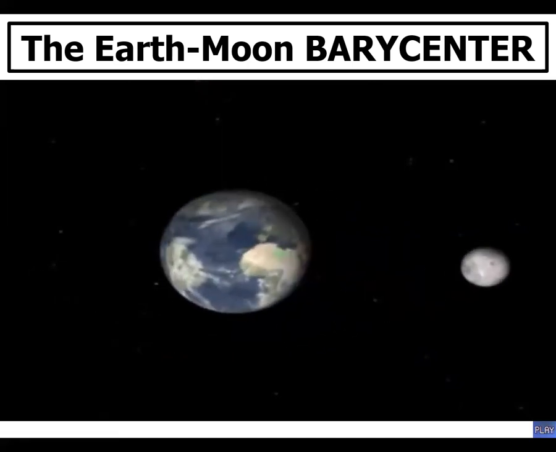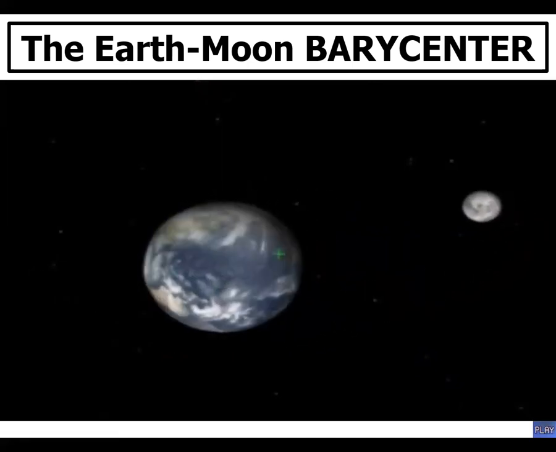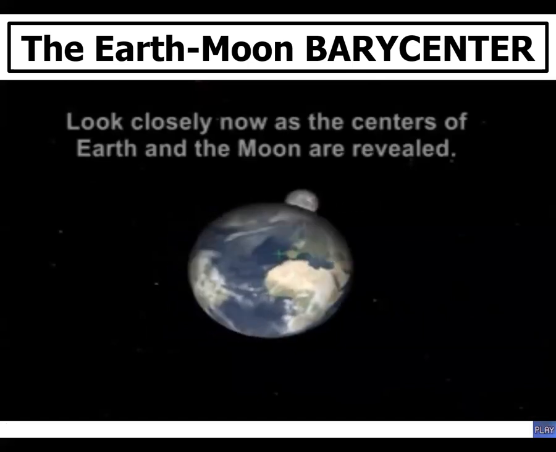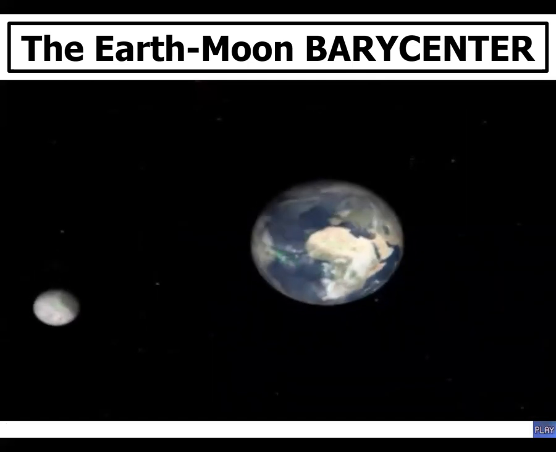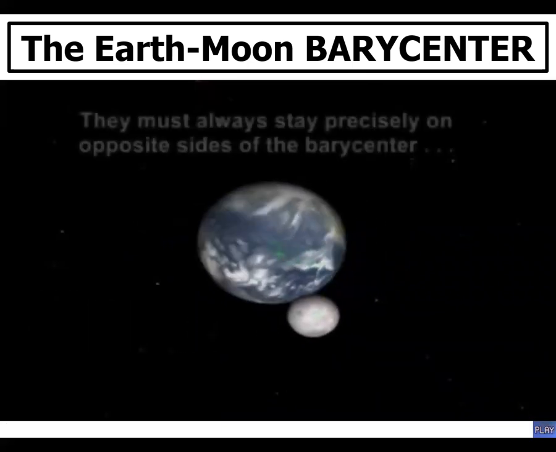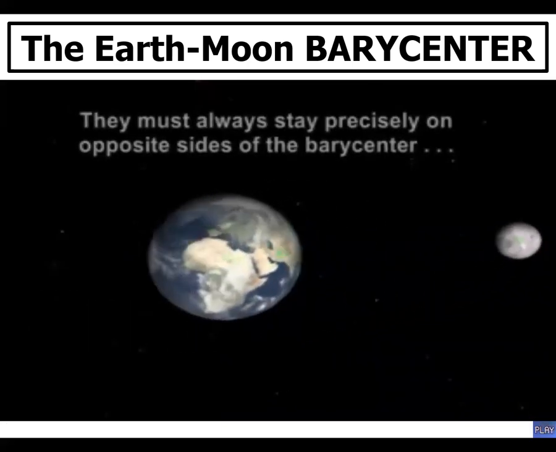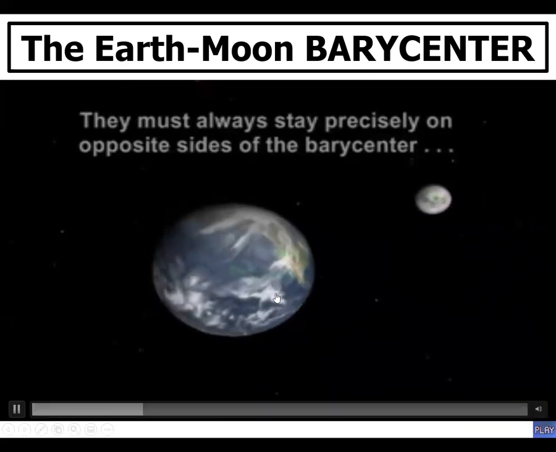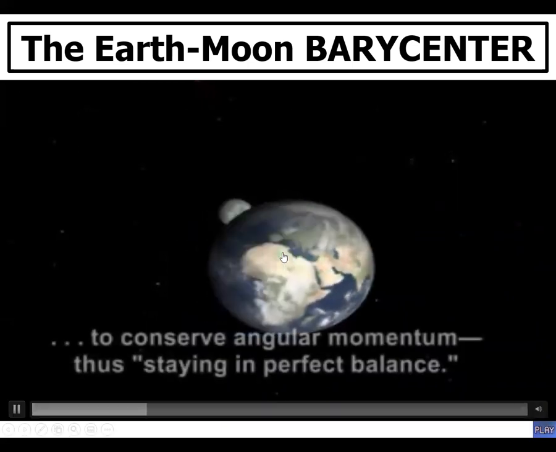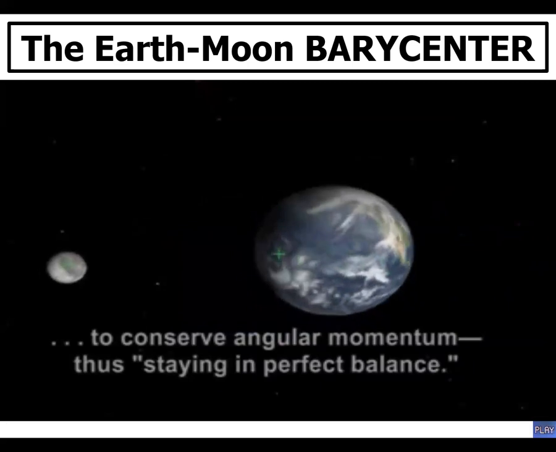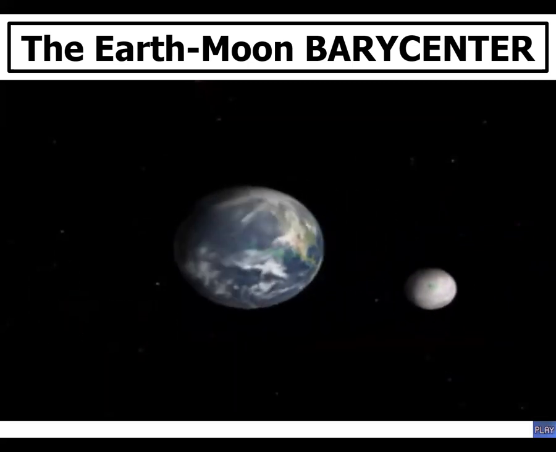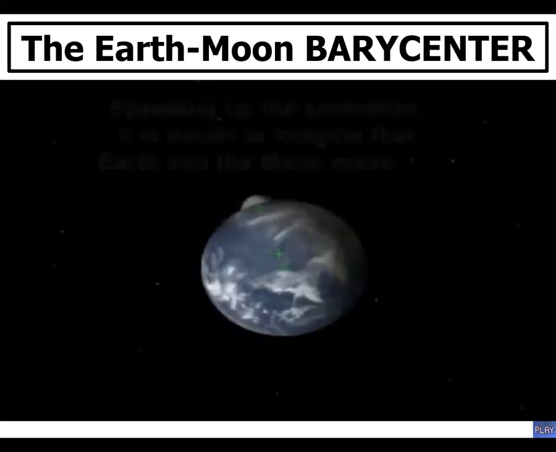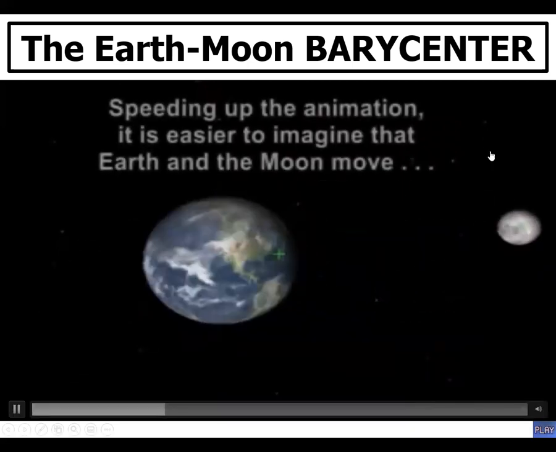That barycenter of the Earth and the moon is the reason why Earth is wobbling as it orbits. And we will be discussing this wobbling when we reach the lesson on precession. That barycenter is about 1,710 kilometers beneath the surface of Earth. We will go to the next one now.